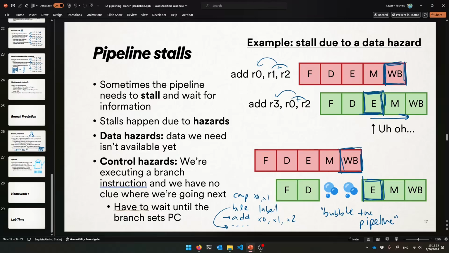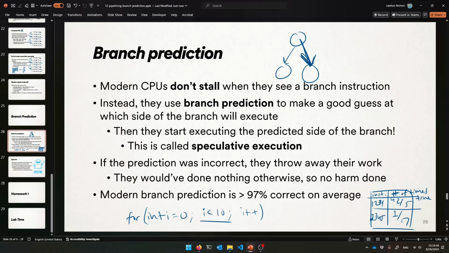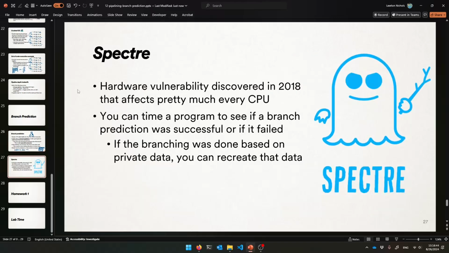So let's talk about the downsides of branch prediction. It's really good, it speeds up our programs, but in certain scenarios where security is very important, there could be an issue with using a branch predictor in your CPU. Okay, so this is horrible.